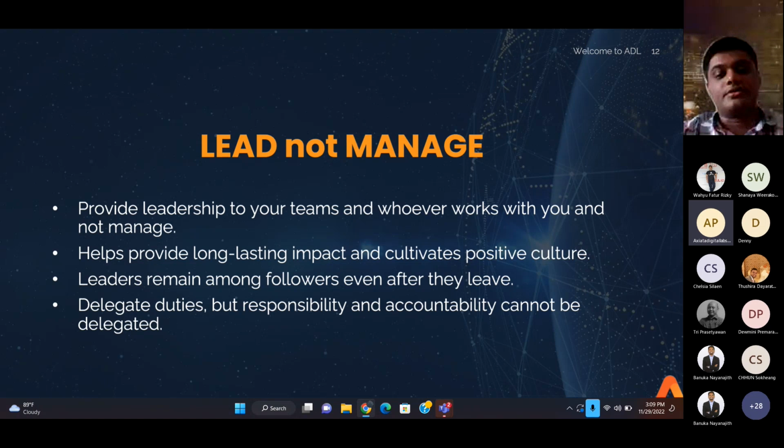So you cannot delegate the accountability. Only the duties can be delegated. Therefore, that needs to be considered when you are leading and delegating duties. Responsibility and accountability come under you. That's why you are a team lead or in a leadership position.